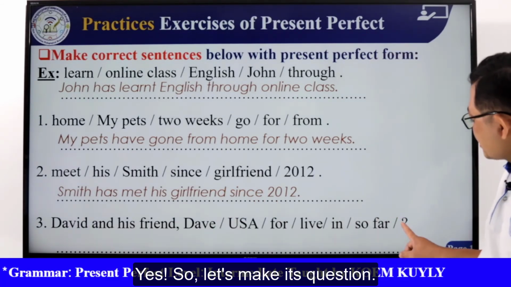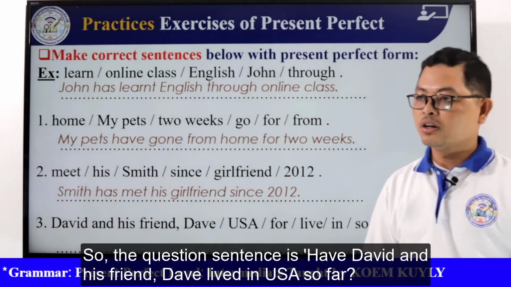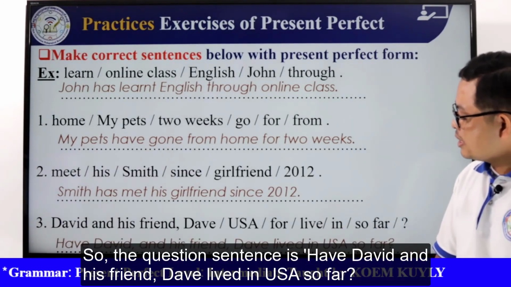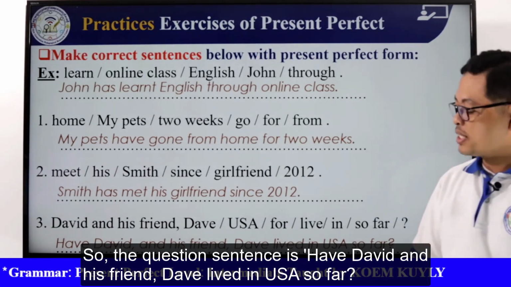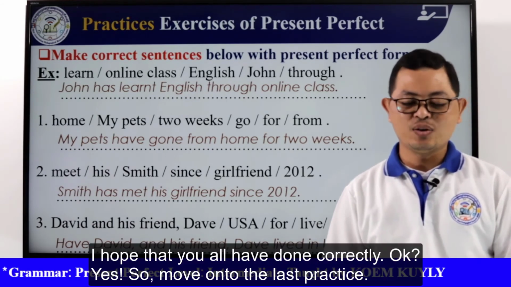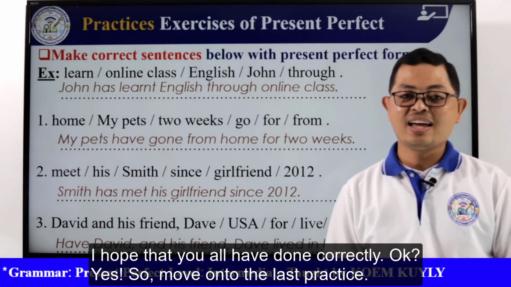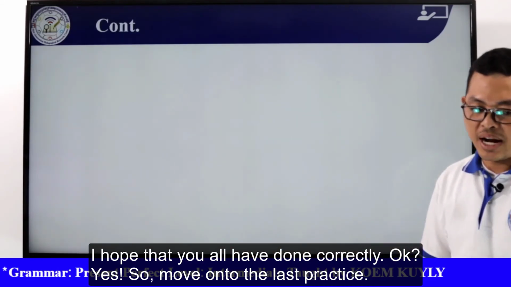And the last one, David and his friend Doug, USA, for, live in, so far. And this is the question mark. Yes, so let's make it a question. So the question sentence is, have David and his friend Doug lived in USA so far? Okay, so it's have done again. So I hope that you all have done it correctly. Okay, yes, so move on to the last practice.